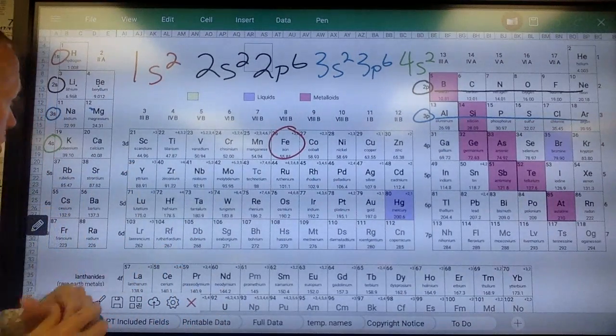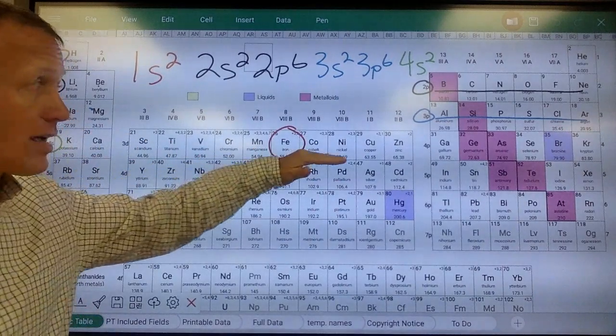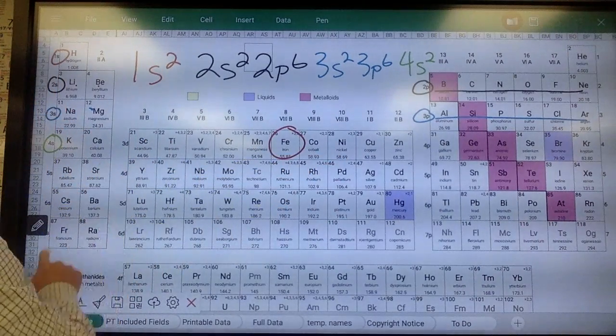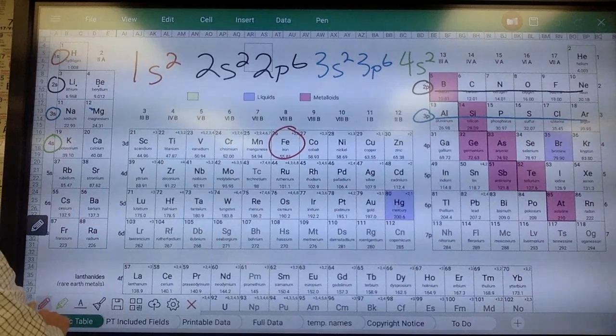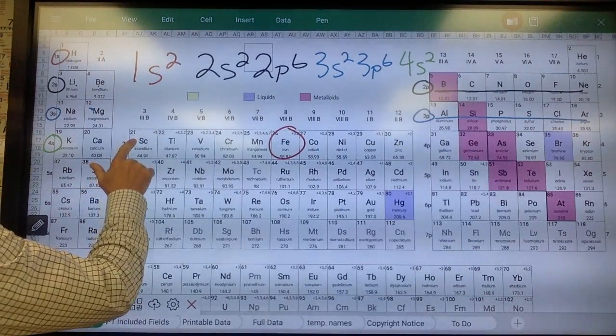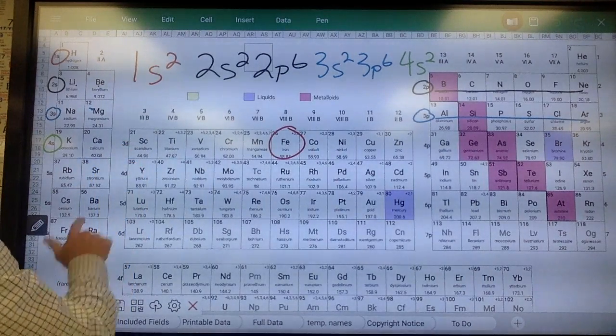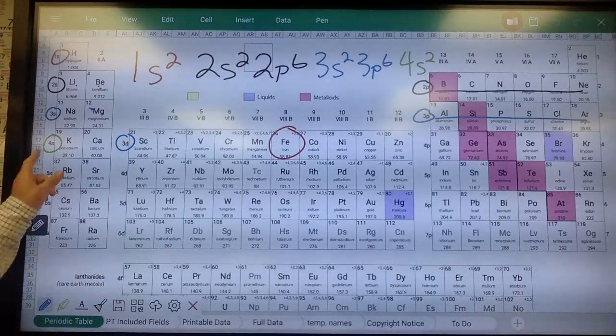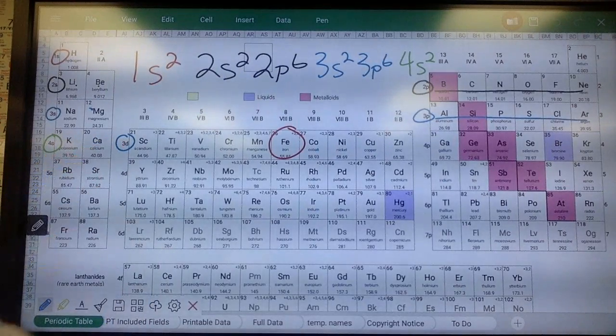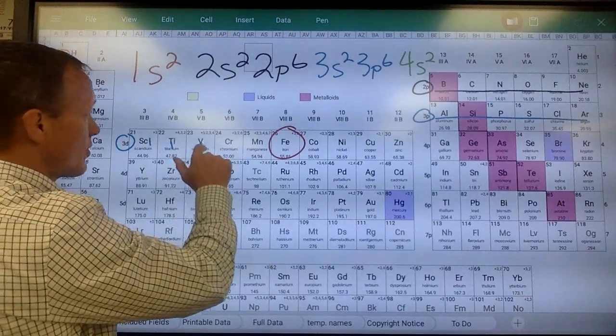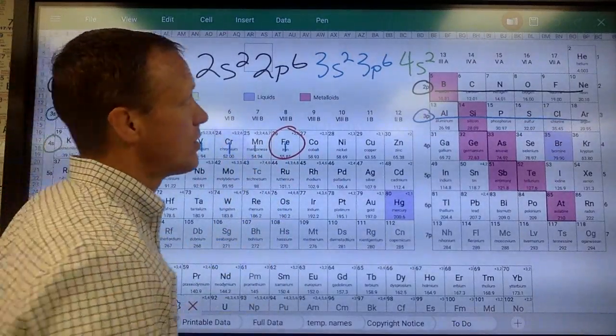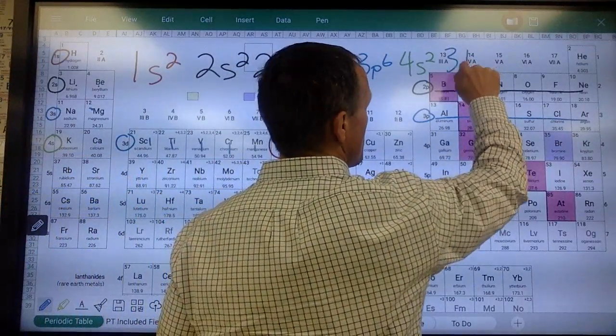Okay, so you just kind of have to remember that this is 4s, and then we go back, and the d section is always one less than the s out here. So 4s to 3d. If we're doing iron, we go 1, 2, 3, 4, 5, 6. So it'd be 3d6.